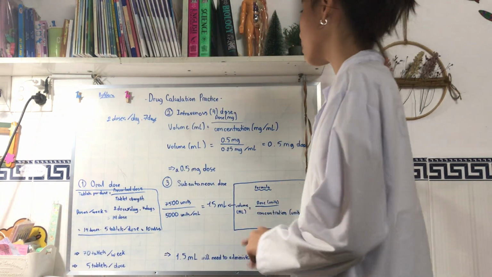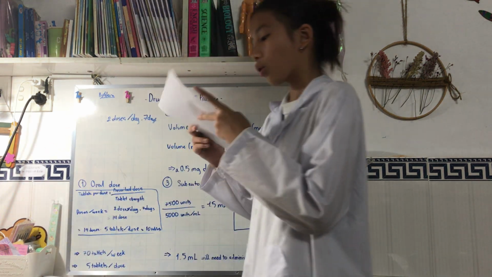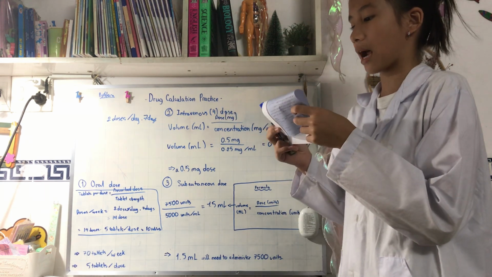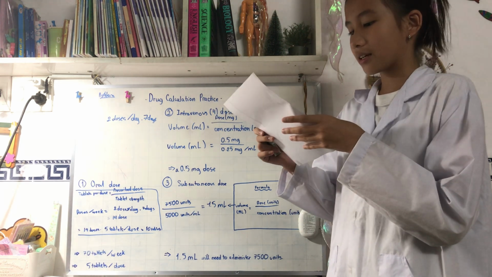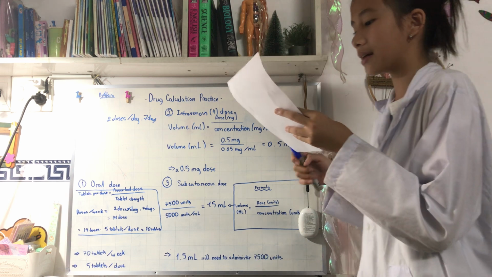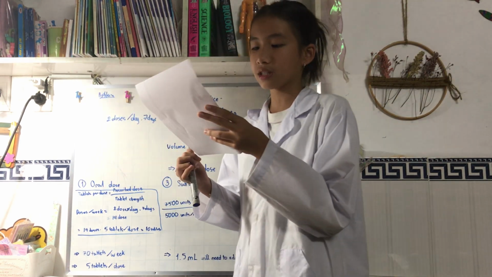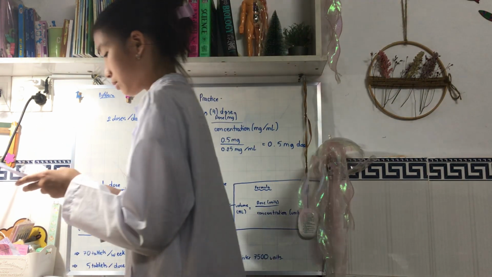The second problem is the intravenous dose, and I'll read the problem. Digoxin 0.5 milligrams daily is ordered by Dr. Lena. Digoxin 0.25 milligrams per milliliter is available from Boots Pharmacy. How many milliliters will you need to administer for a 0.5 milligram dose?